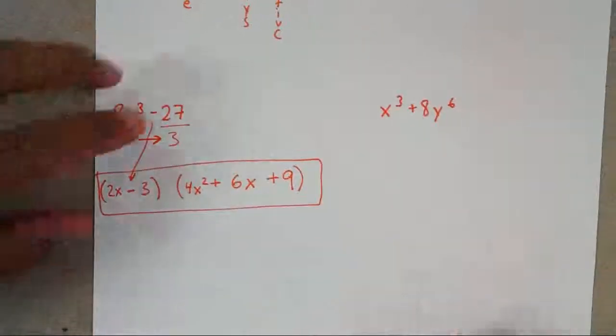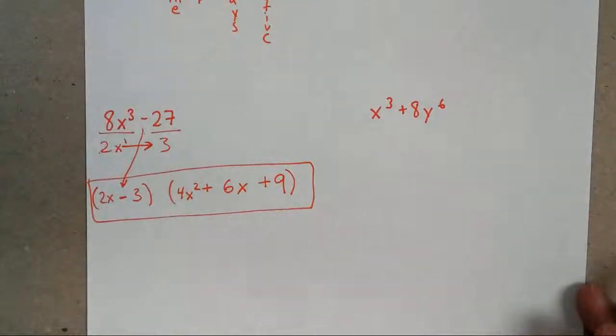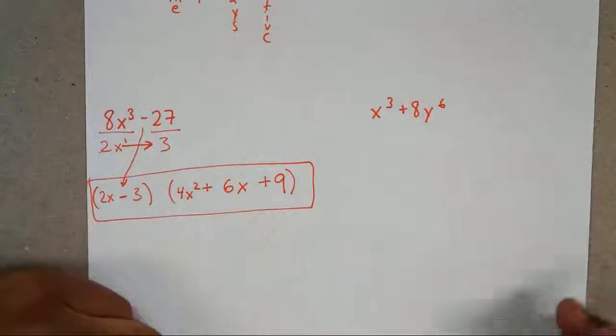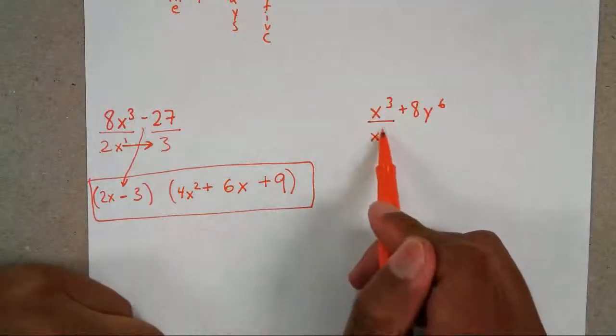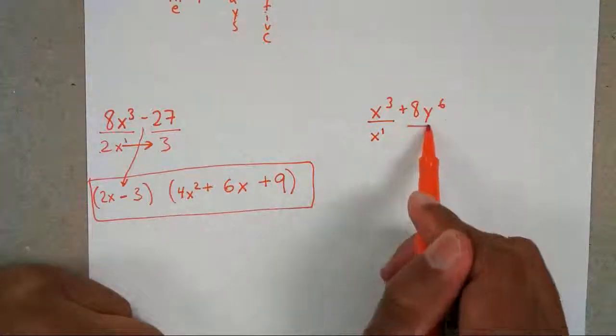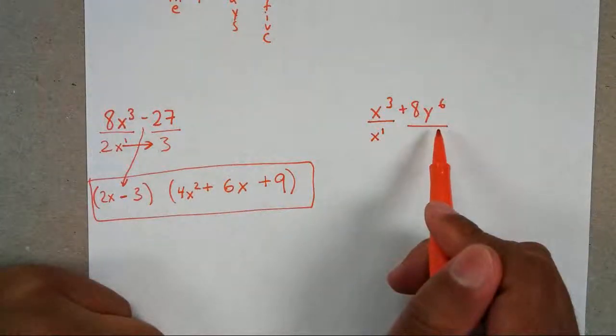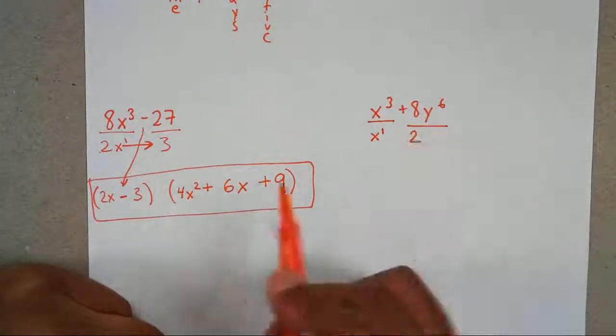Alright, now let's try a little bit more difficult one. What happens when they introduce two variables? They do that just to try to confuse us, but we don't let it confuse us because all we have to figure out are our bases. I notice that 3 goes into 3, so my base here is x to the first. I notice that 8, I can find the cube root of that because 2 times 2 times 2 gives me 8. So my base is 2.